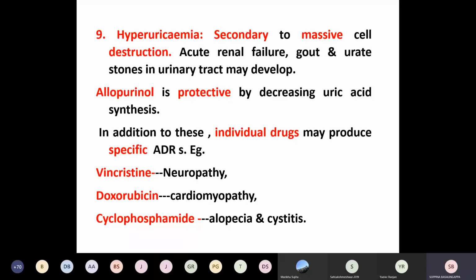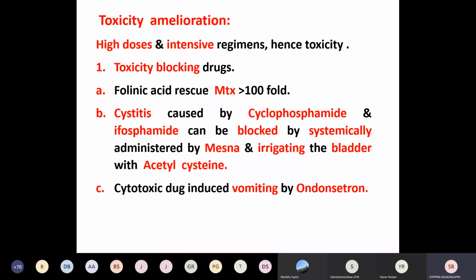So, in addition to generalized toxicity, these are some drugs having specific toxicity. Now, after knowing the toxicities, how are you going to minimize them? This is called toxicity amelioration. You know very well these drugs will produce toxic reactions, but how to minimize this? Why these toxicities? Because the drugs are toxic. Second, to kill the maximum cells, you are giving the maximum tolerable dose, a high dose and intensive regimen. That's why the toxicity is much more.